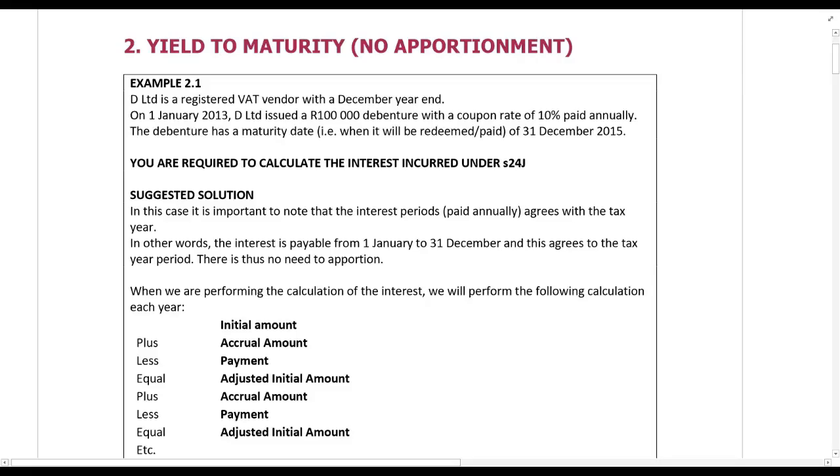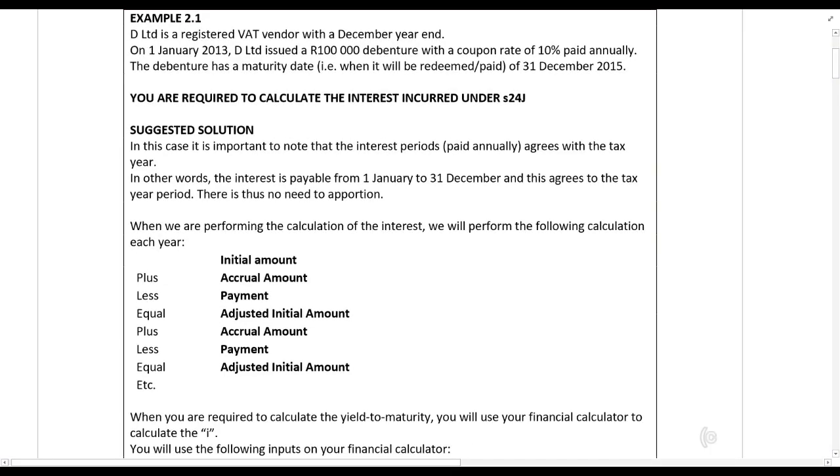Welcome to this lecture example for yield to maturity. Here we are going to be looking at section 24J, basically how we apply it. Now guys, per your slides also, you would have seen that we do this calculation. Initial amount plus the accrual amount less the payment gives us our adjusted initial amount.